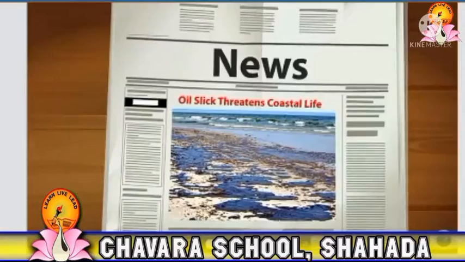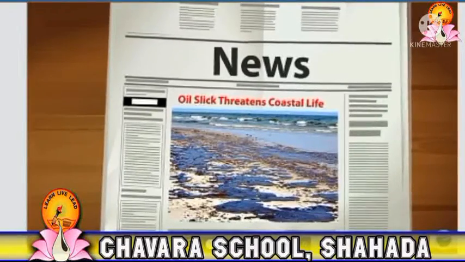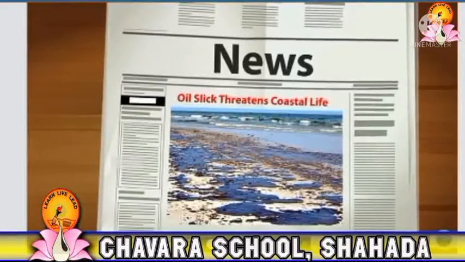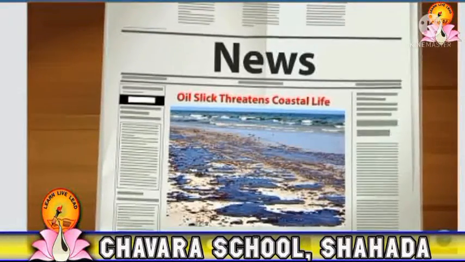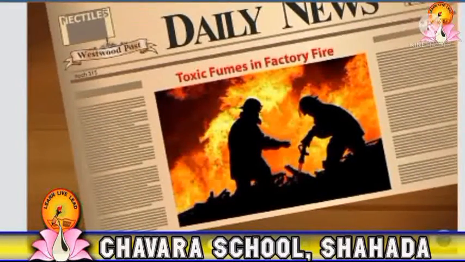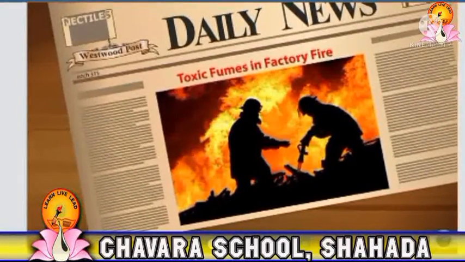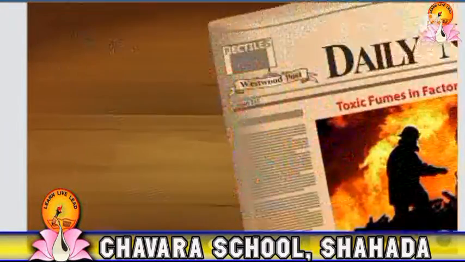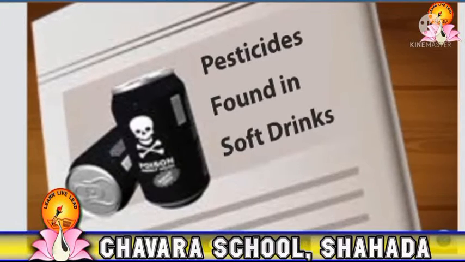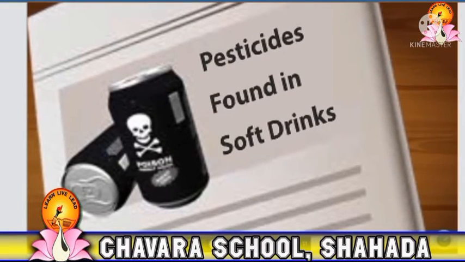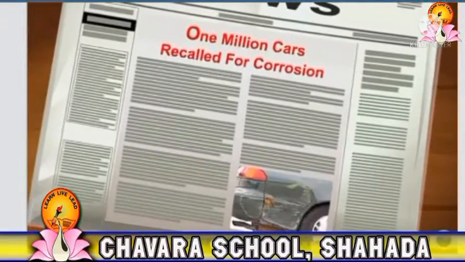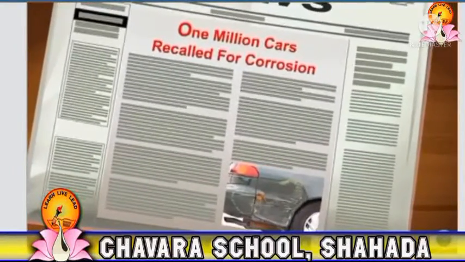An explosion on an oil rig has caused a major oil slick, threatening hundreds of species of fish, birds, and other ocean life. Firemen are battling toxic fumes as they struggle to put out a fire in a tire factory. Some popular brands of soft drinks have been found to be contaminated with traces of pesticides. A major car manufacturer has recalled 1 million cars over corrosion problems.